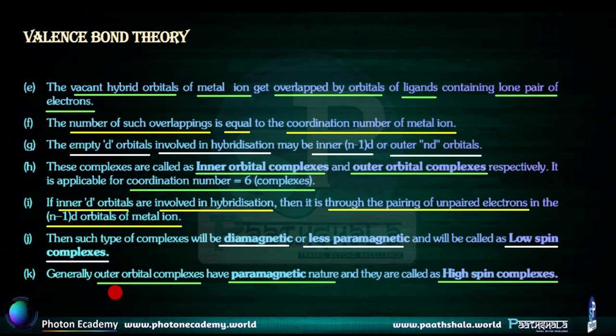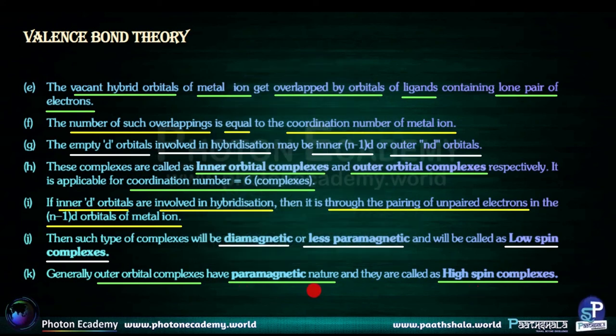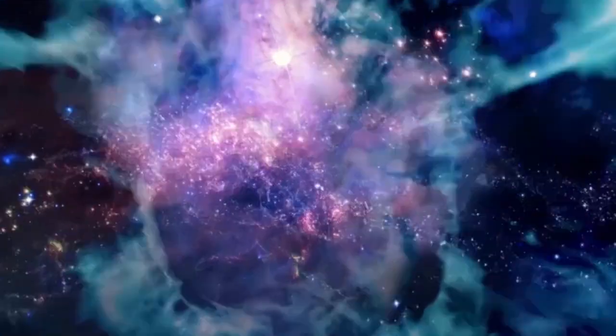That is, the participation of nd orbitals in the hybridization process leads to the formation of high spin complexes, and most of them are paramagnetic in nature. Of course, we can definitely call a complex paramagnetic only if there is at least one unpaired electron. If there are no unpaired electrons, then we cannot call that complex a paramagnetic one.